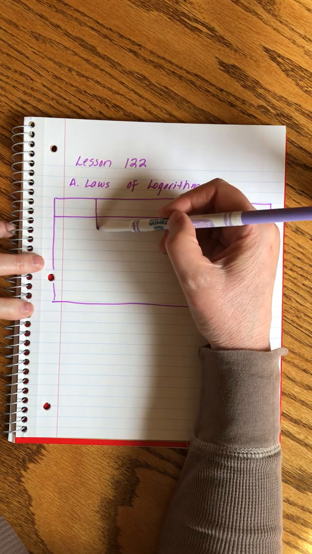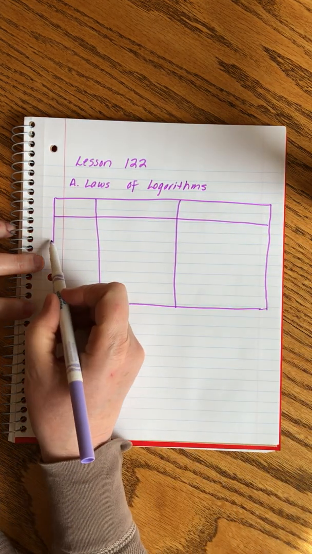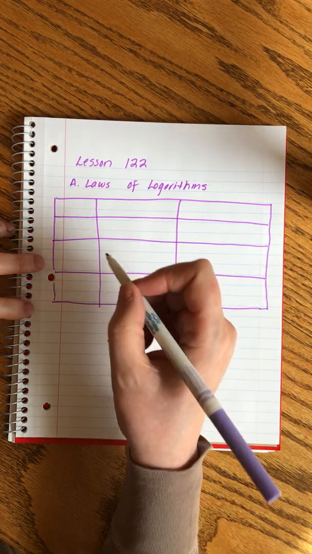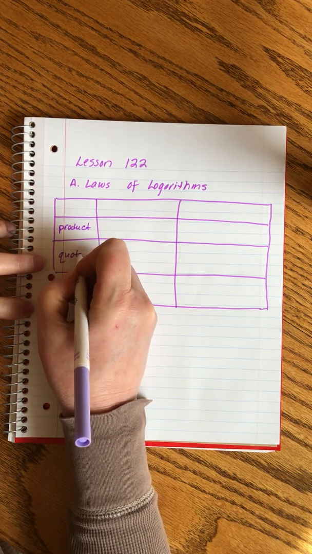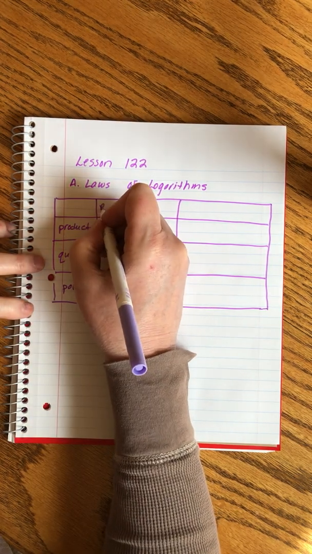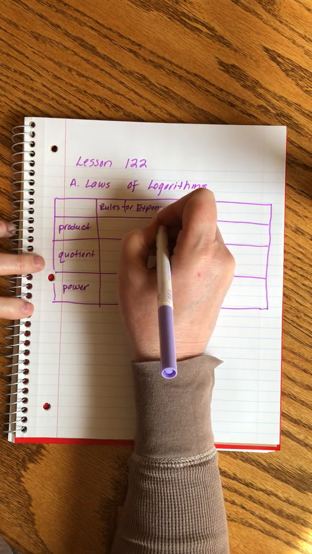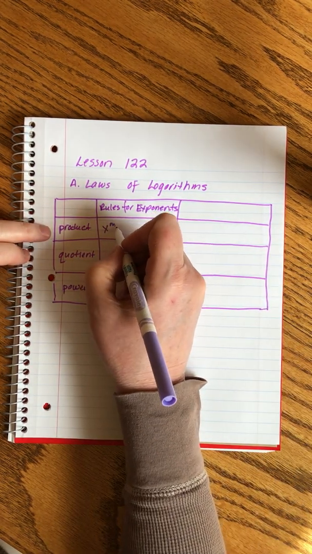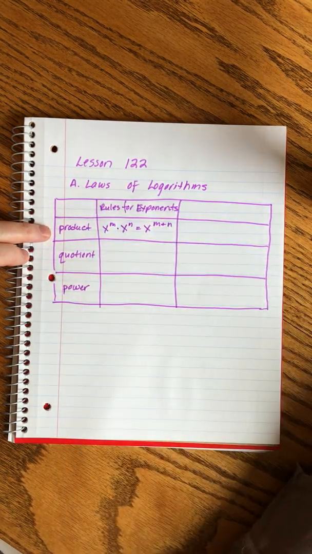Okay, so we've drawn the rules for exponents a lot of times. The first 2 columns of the chart are the part we've already drawn. We write product, quotient, and power. This is the rules for exponent side. This is the part we know. Product means you're multiplying the bases and you add the exponents.